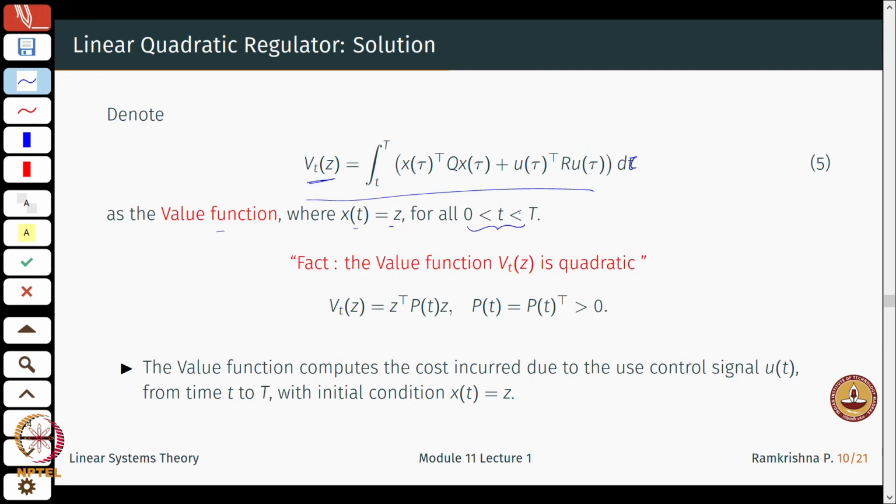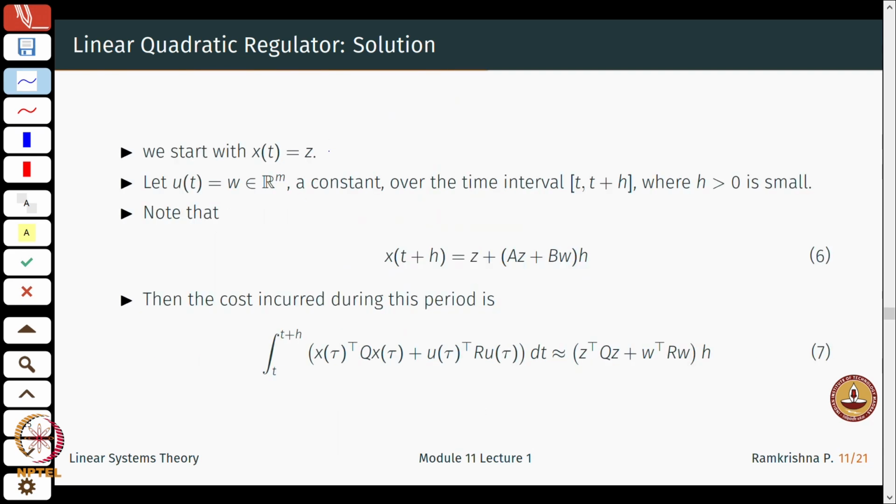And you can see from here that something obvious is that the value function, or the cost function, has some kind of a quadratic form, z transpose P(t) z, and this is also symmetric. It's a straightforward computation from here till here. So, the value function here computes the cost incurred due to the use of the control signal from t to T with some initial condition given x(t) equal to z. So, we start with x(t) equal to z.